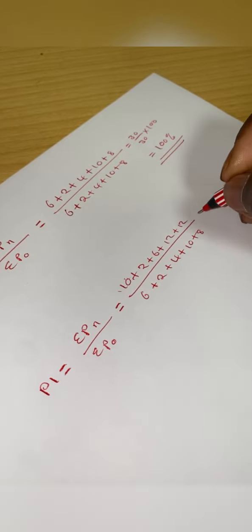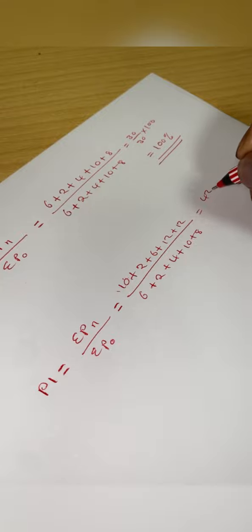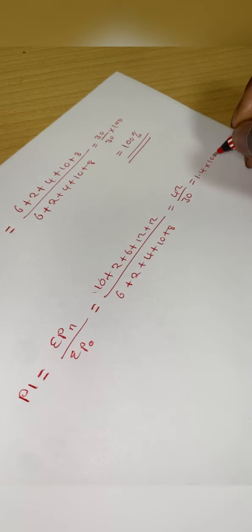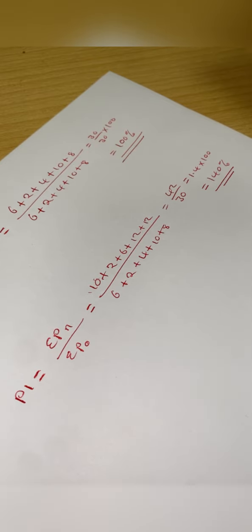So when I add on top, it's giving me 42. What is down is giving me 30. When we divide, it's giving us 1.4. We are multiplying by 100, which is giving us 140%. So that's the price index for period 2000.